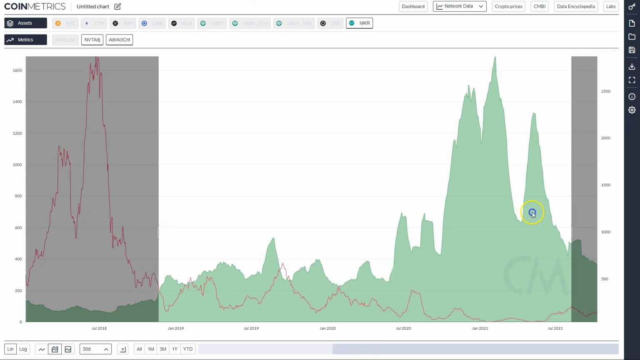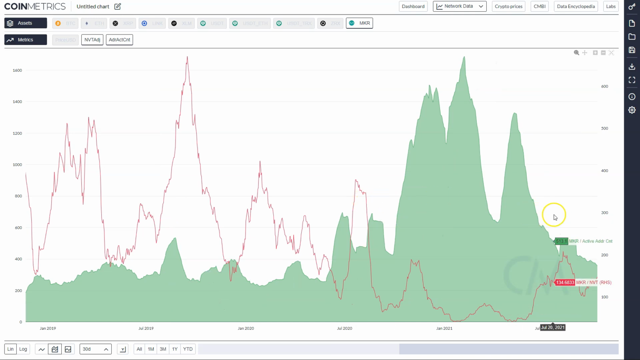NVT is relatively flat, rising slightly. Active addresses, though, down to multi-month, multi-year lows. Not something you want to see if you're bullish. So you'd want to see those creep up again if speculation or whatever picks up over time.